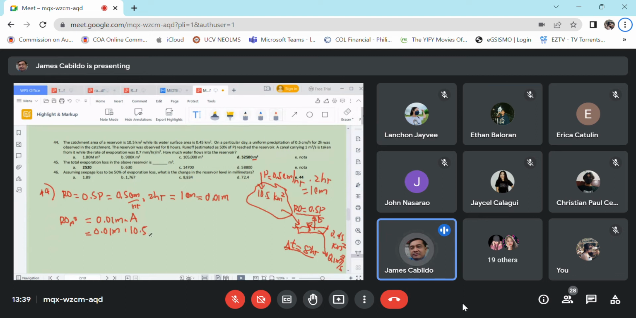square kilometers. So, ilang square meters ba ang square kilometers? 1,000 times 1,000, di ba? Times 10 to the 6. Kasi ang 1 kilometer ay 1,000 meters. So in terms of square meters, ang 1 square kilometer ay 10 to the 6. Tama?